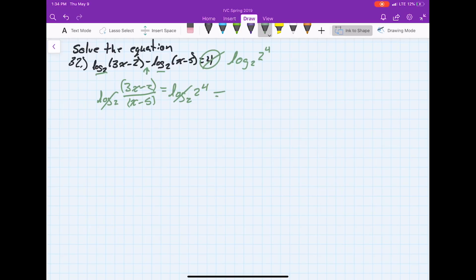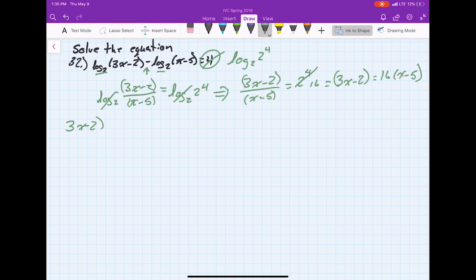Now these logs, we can cancel those out. And that leaves us with 3x minus 2 over x minus 5 equaling 2 to the 4th, which is actually 16. So we'll cross that out and we'll make that 16. Now if we multiply both sides by x minus 5, we end up with 3x minus 2 is equal to 16 times the quantity x minus 5. All right, come back over onto this side here, and I'll distribute all this out. So it's going to be 3x minus 2 is equal to 16x minus 16 times 5.